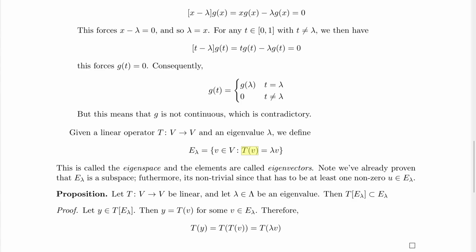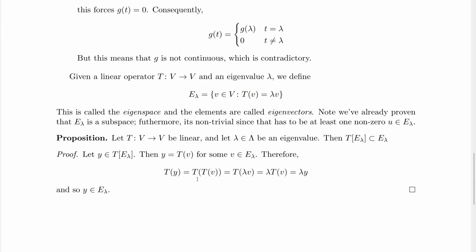All right, and what do we know about T? We know T is linear, so that lambda can be pulled out. And what do we know about T of v, though? T of v is equal to y. And there we go. y lives in the eigenspace. Pretty neat.